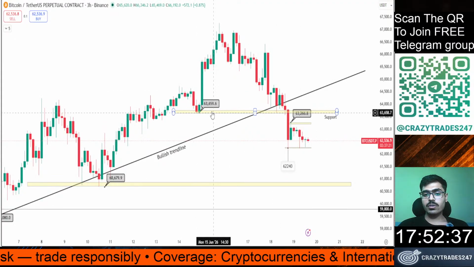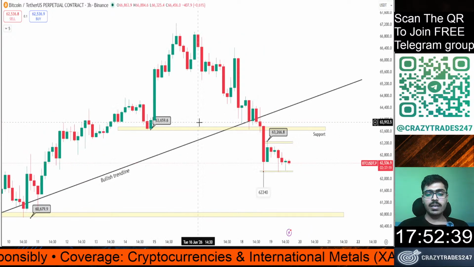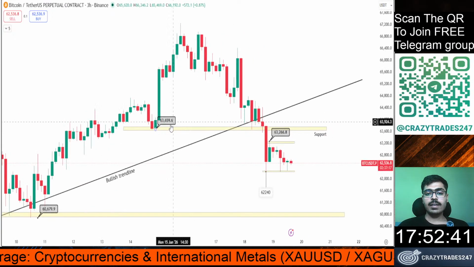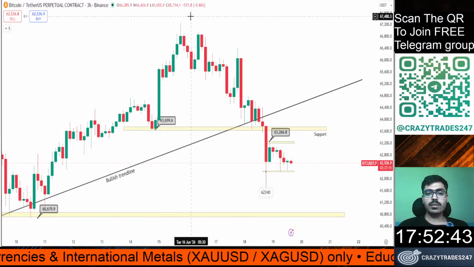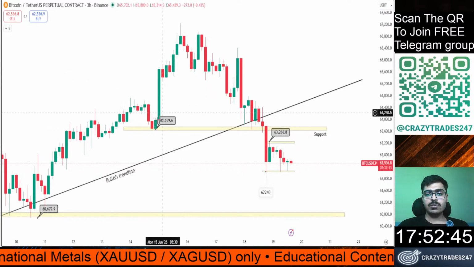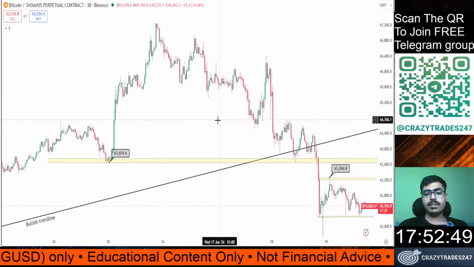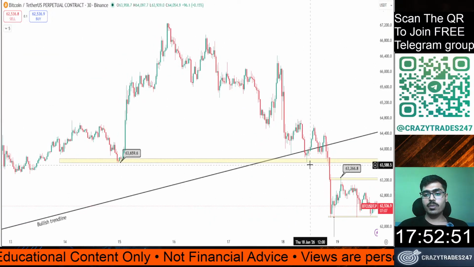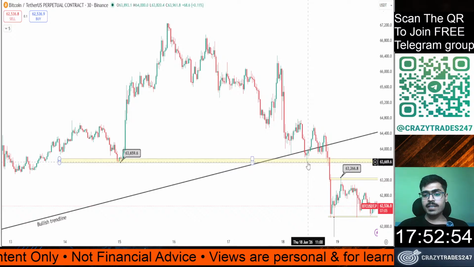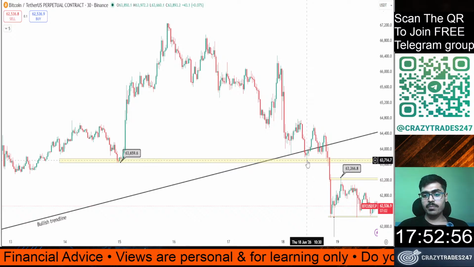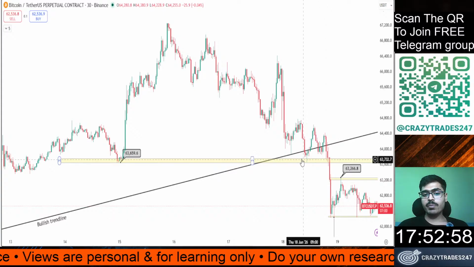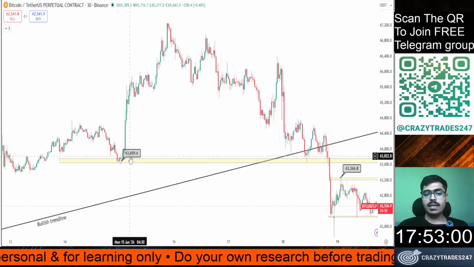63,650 was the strong support level on Bitcoin, where earlier it had taken some support and had shown a good up move from there. So taking this as a reference point, we were expecting the downfall to stop at this very level, which it did for some time, but eventually it gave a breakout below this level as well.